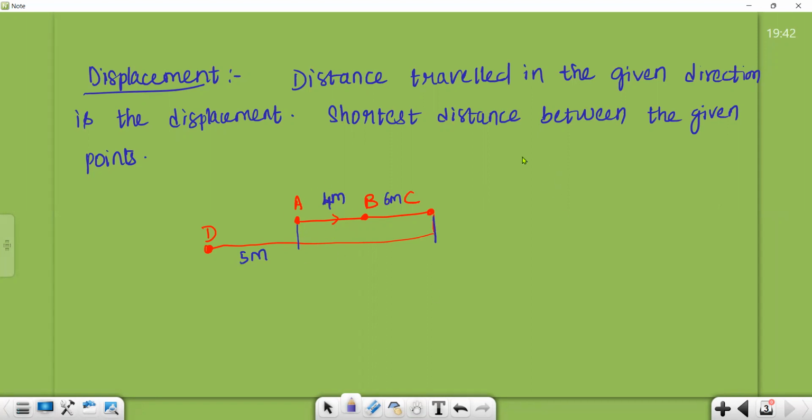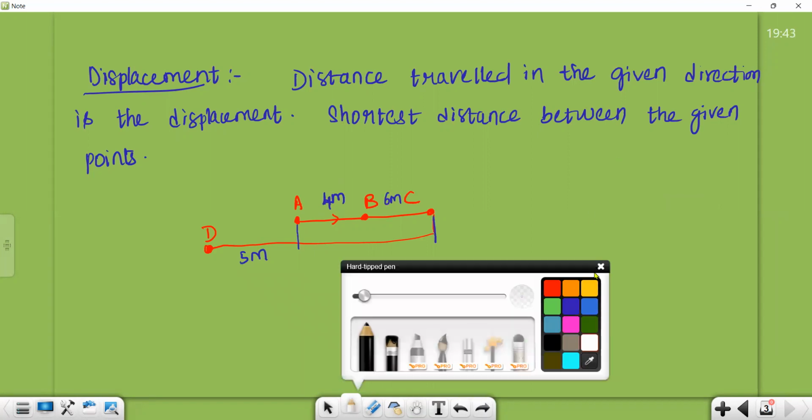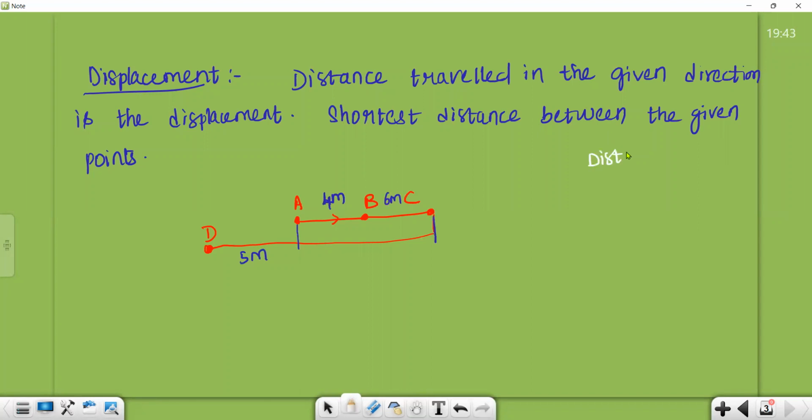Now tell me, what is the distance? We will write the difference between distance and displacement here. Ma'am, distance is 15 meters. In each case, we will see. It will be helpful in your numericals. Suppose I am taking point AB. In AB, how much distance does it travel? The body travels 4 meters. Then what is the displacement here?